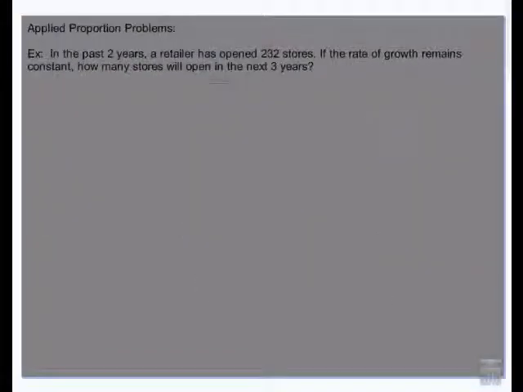A lot of real-world applications. We can use it for rate of growth. You can use it for scale modeling, things like that. So we have in the past 2 years, a retailer opened 232 stores. Okay. This is a comparison of two quantities. This is a ratio. 2 years, 232 stores. If we want to know if the rate of growth remains constant, how many stores are going to open in the next 3 years?